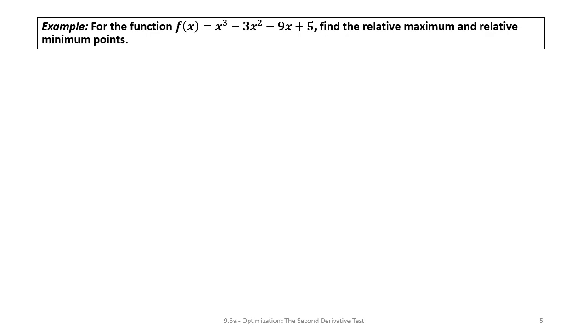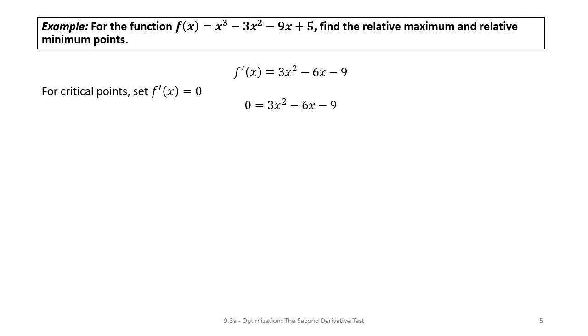So here's an example. For the function f of x equals x cubed minus 3x squared minus 9x plus 5, find the relative maximum and relative minimum points. So the first thing we're going to do is find the first derivative. So we'll see that f prime of x is equal to 3x squared minus 6x minus 9. Next, you want to find the critical points. So you need to set f prime of x equal to 0. So here we have 0 is equal to 3x squared minus 6x minus 9.